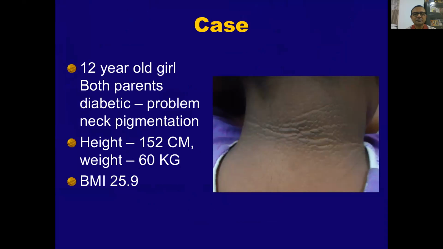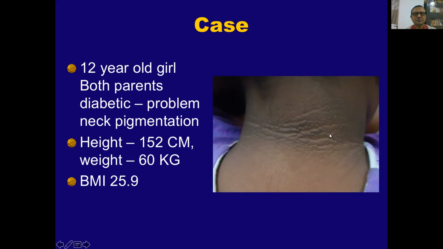Here is a 12-year-old girl. Both parents are diabetic, and they come to you only with this single complaint of neck pigmentation. They are not worried about the child's overweight or obesity. This is the sole complaint. And often in pediatric practice, the complaint with which obese children come to you is not obesity. They come for something like pigmentation like this.